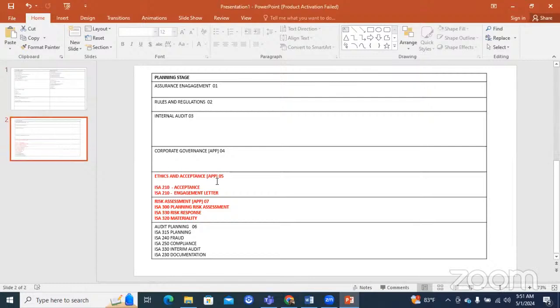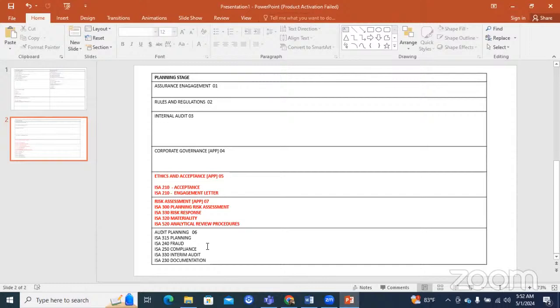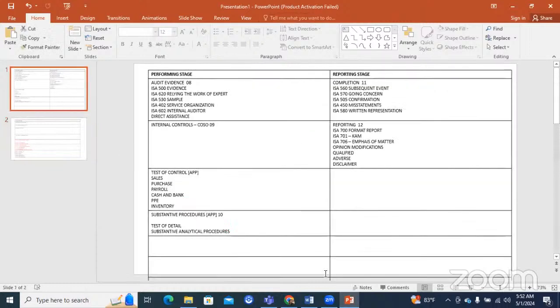I forgot to mention one thing here. When I'm talking about risk assessment, I forgot to mention ISA 520, that is, we call ARP, Analytical Review Procedures. This is also important because when you are doing audit risk questions, some questions include ARP as well. Fine. So this is the planning stage of the syllabus. This is your performing stage and reporting stage of the syllabus. I hope you won't just take a screenshot. Those who want to get a prize should know the logical connection and the standard guidelines.